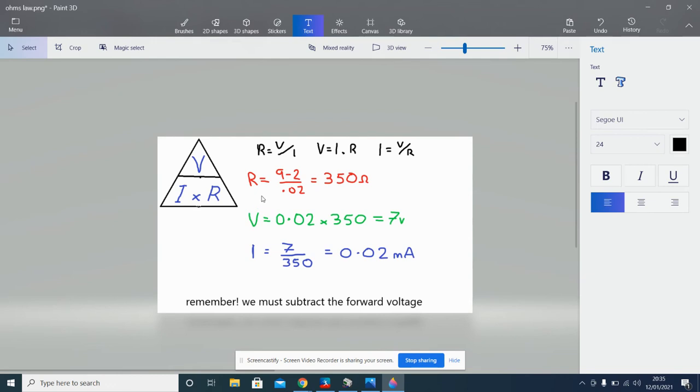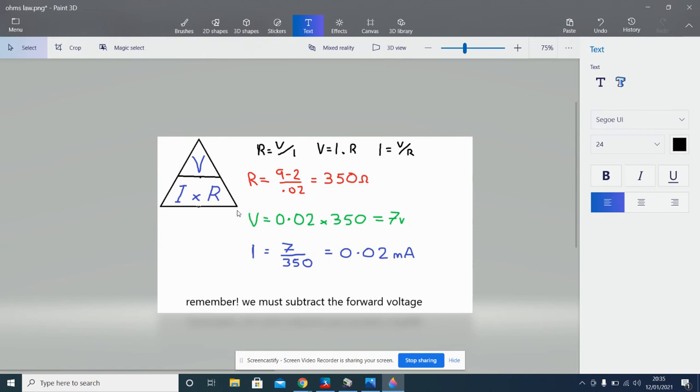Now, let's work out the formulas. So in the previous circuit, if we were looking for the resistor, we would say R is equal to 9 minus 2, which is the voltage of the LED, divided by 0.02, which was the current required for the LED, which will give us 350 ohms.